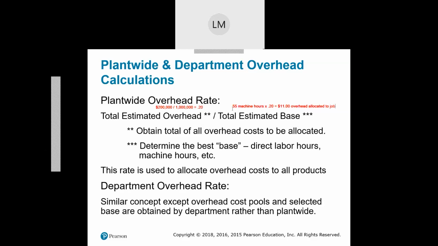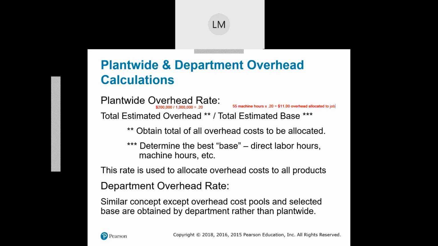But we have our own grouping of indirect costs in one department and our own grouping of indirect costs in the other department. So A would have its own group of indirect costs divided by its allocation base to get its overhead allocation rate. Then in Department B, we would take the estimated overhead costs we incur in Department B, divide that by the total estimated amount of the allocation base to determine how much overhead we're going to allocate based on that allocation base.